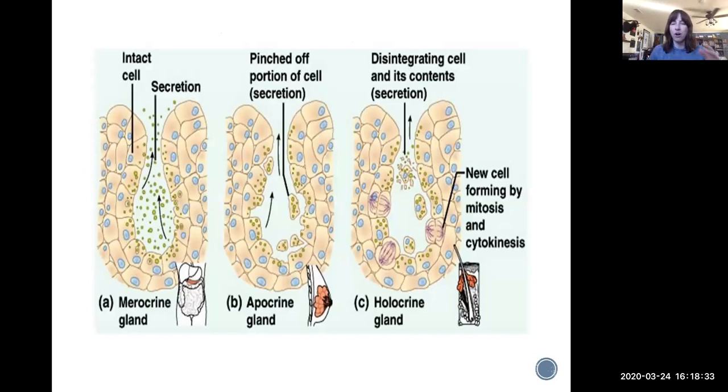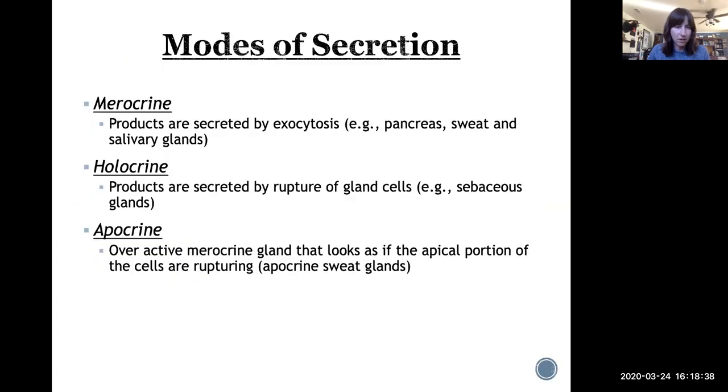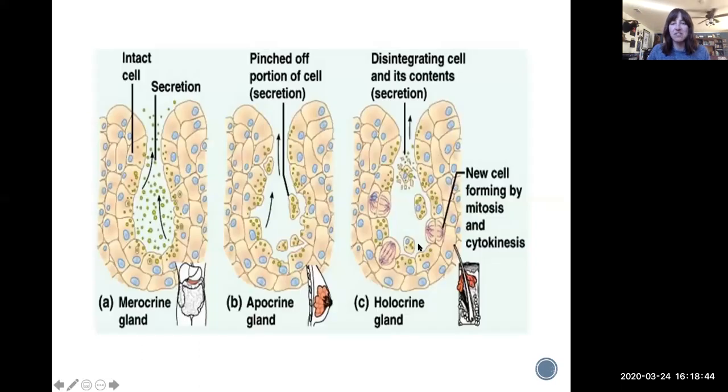So holocrine glands, such as sebaceous glands, they actually release the entire cell into the duct with all the content, and all of that is the secretion. That's why those sebaceous glands get clogged up so much. And then apocrine glands, they kind of do both. So you've got some of this exocytosis action happening, but also on this apical level of the cells, parts of those cells also disintegrate and pinch off, and that forms the secretion.